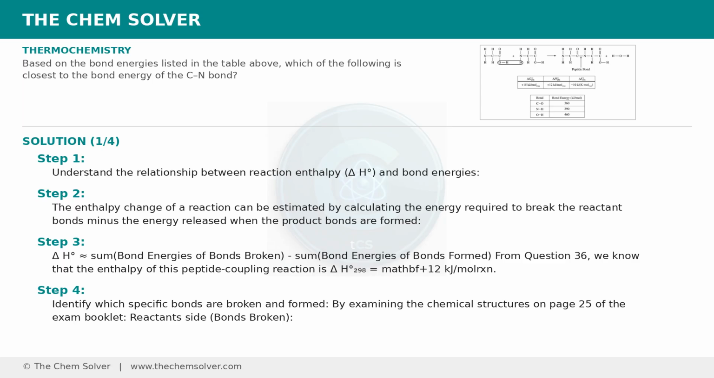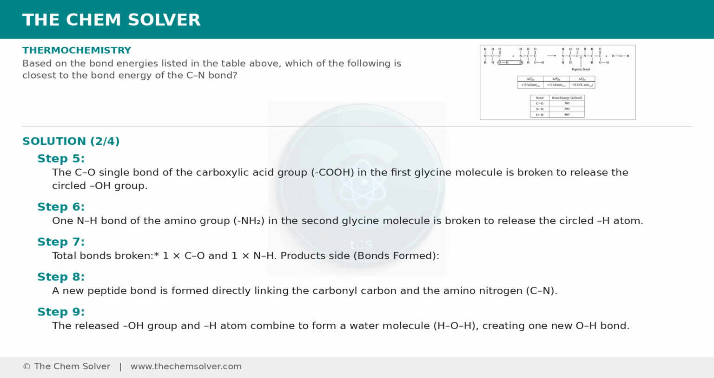Reactant side, bonds broken. The C-O single bond of the carboxylic acid group, COH, in the first glycine molecule is broken to release the circled hydroxy group. One N-H bond of the amino group, NH2, in the second glycine molecule is broken to release the circled H atom. Total bonds broken: 1 times C-O and 1 times N-H.